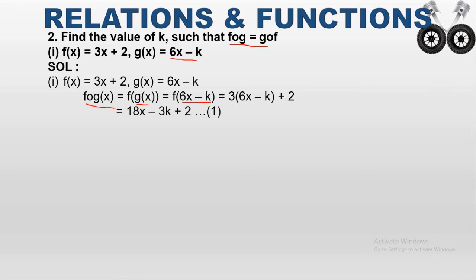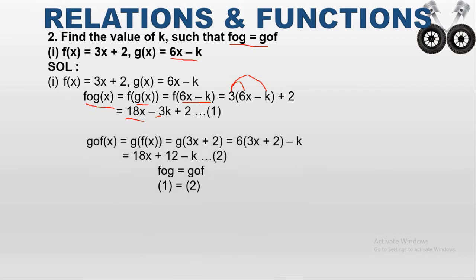Next you have to substitute the value for x in f of x, that is, wherever x is, substitute 6x minus k. That is 3x plus 2, which is equal to 3 into 6x minus k, plus 2. First multiply 3 with 6x, it will become 18x. Again multiply 3 with k, so it will become minus 3k plus 12. So this is equation 1.